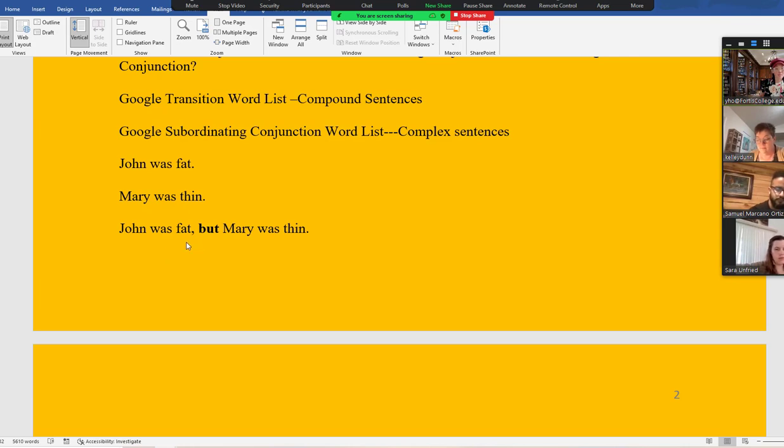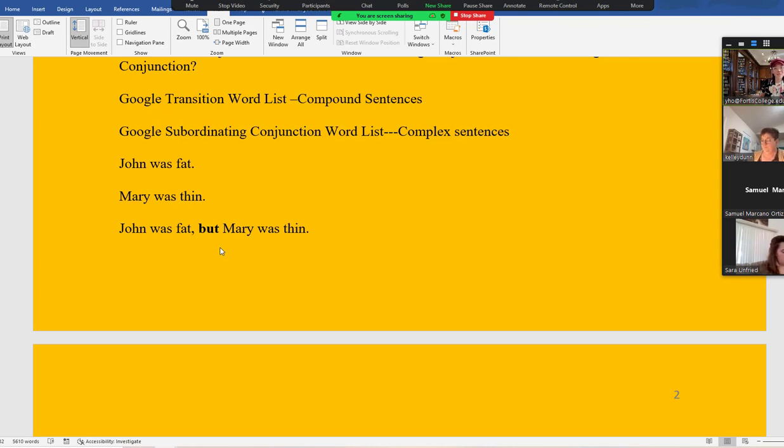Now if I combine these two simple sentences together with a coordinating conjunction, FANBOYS: for, and, nor, but, or, yet, so, into one sentence, then that's known as a compound sentence. The word compound simply means two. Compound subjects mean two subjects. Compound verbs mean two verbs. Whenever you have a compound problem, it means two problems or double the problem.